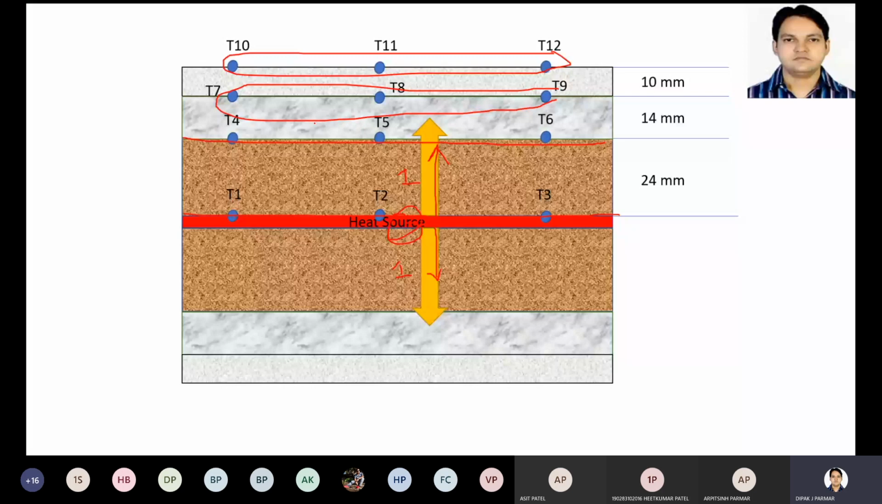First plate, right side temperature. Then these will be the 7, 8, 9 temperatures. These will be the 10, 11, and 12 temperatures. And as I mentioned, heat is transferred in both directions. Heat will be transferred in this direction as well as in this direction.